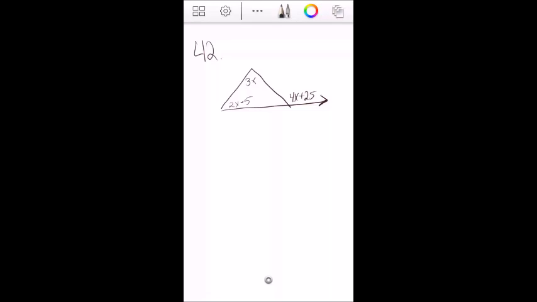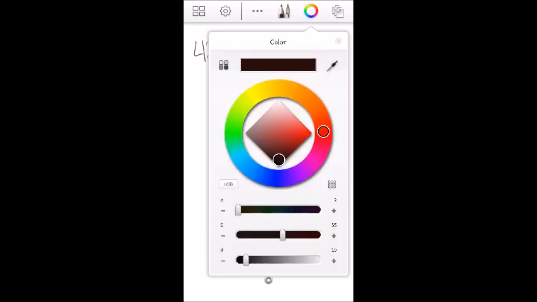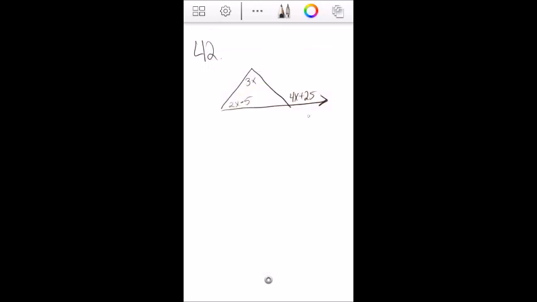All right, we are at 42. 42 says, what is the value of x? And they gave us this weird looking triangle shape that's got this little arrow off the side of it. So we called this the remote exterior angles theorem, and we said that this angle, the exterior angle, 4x minus 25, is always equal to the sum of the two remote angles, the two angles that are far away from it.